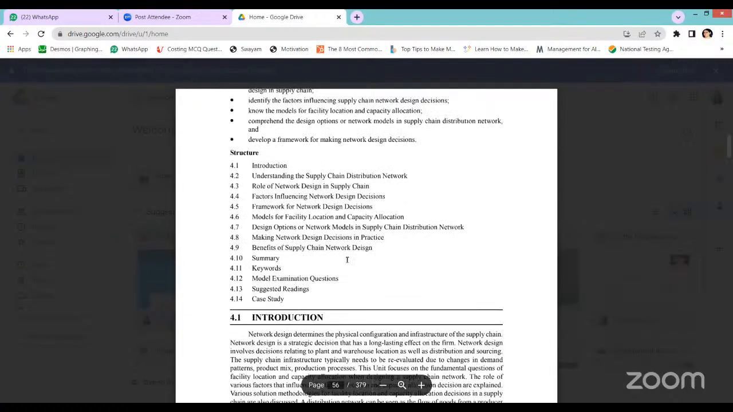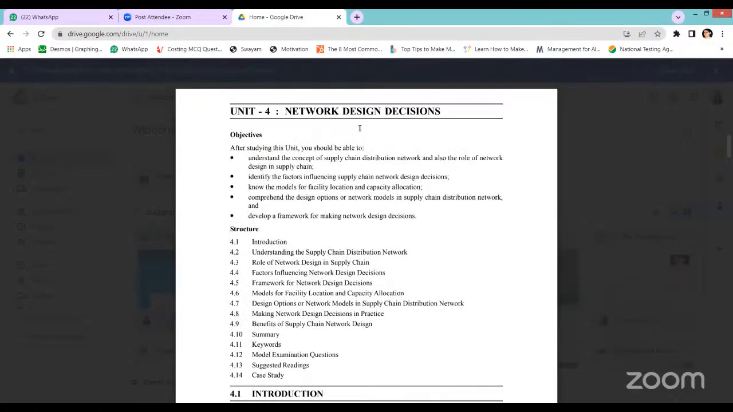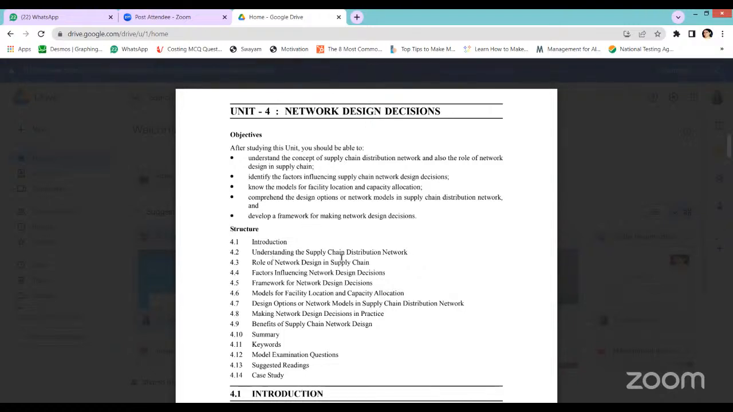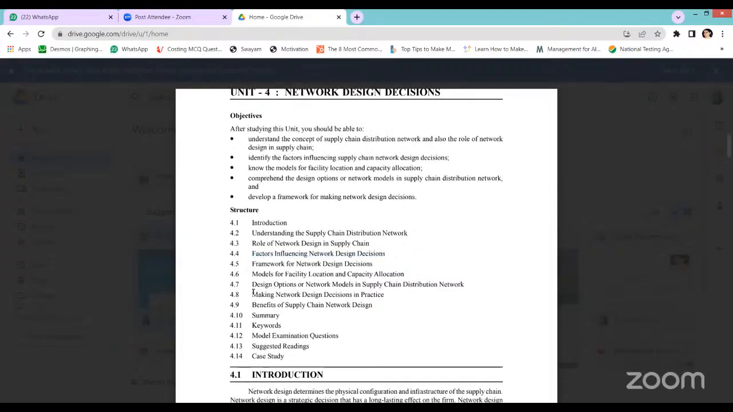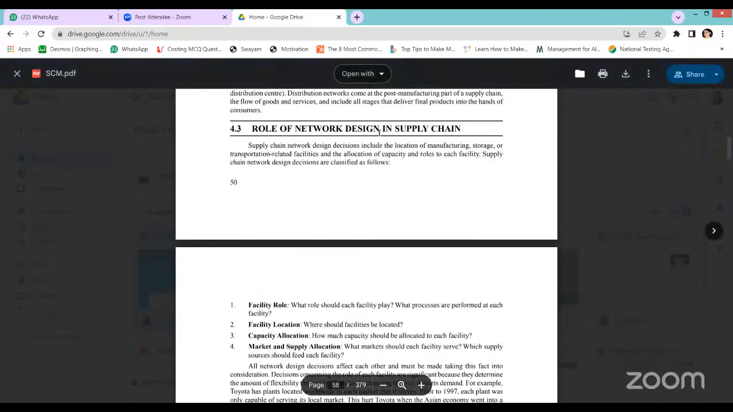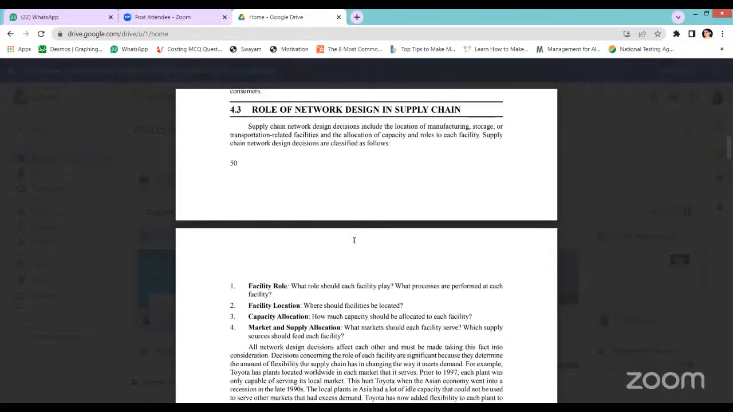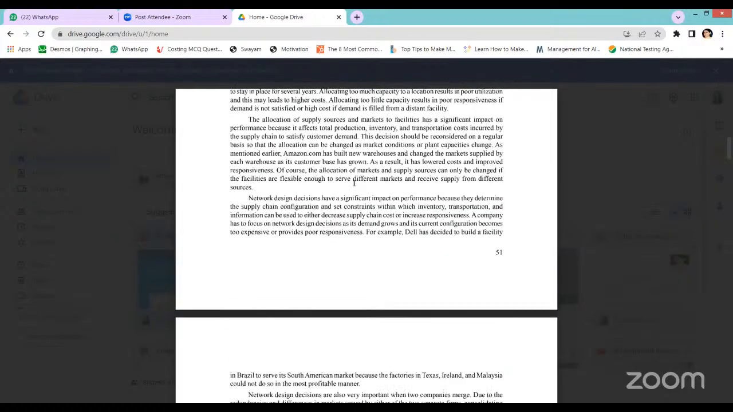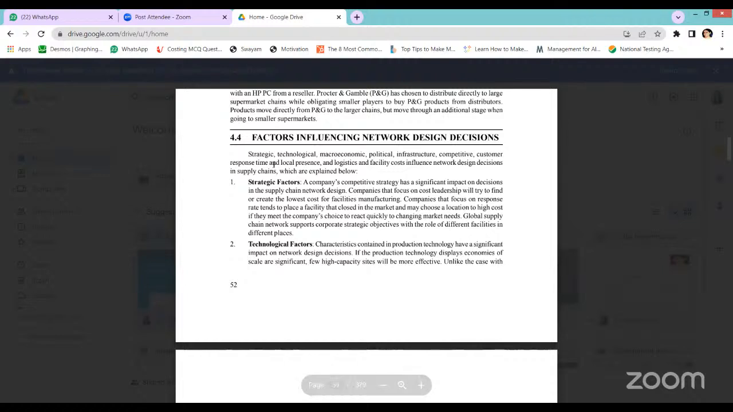In this unit, network design decisions, supply chain distribution network, understanding the role of network design, then factors influencing it are important, and the benefits of supply chain network design are important. Let's see the role of network design in supply chain. It's a simple, direct question with direct points. You can easily write it.